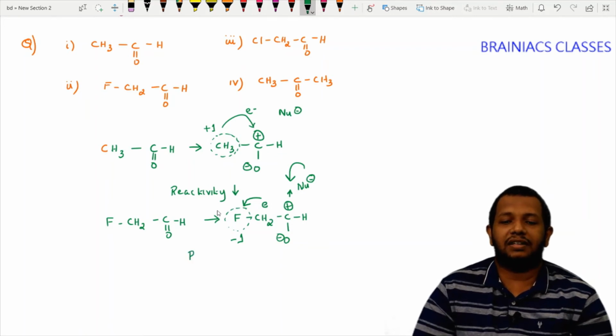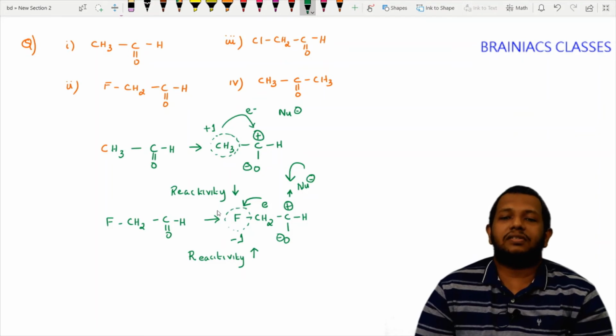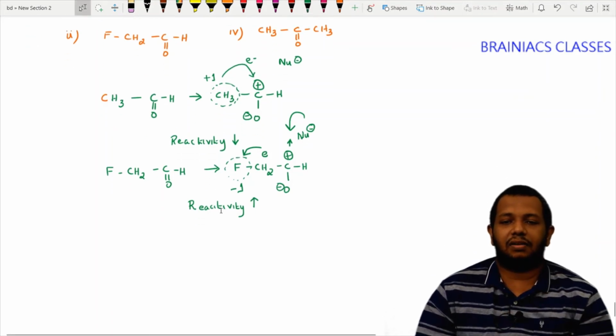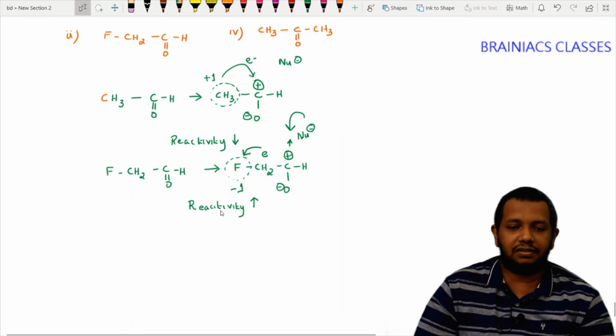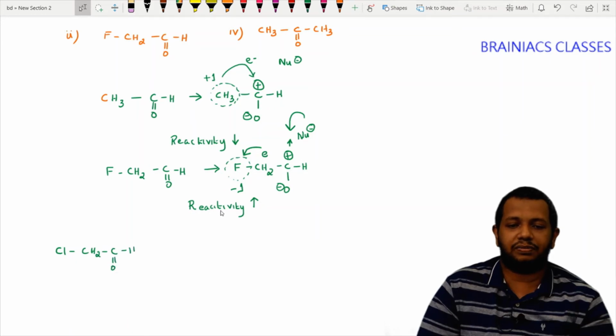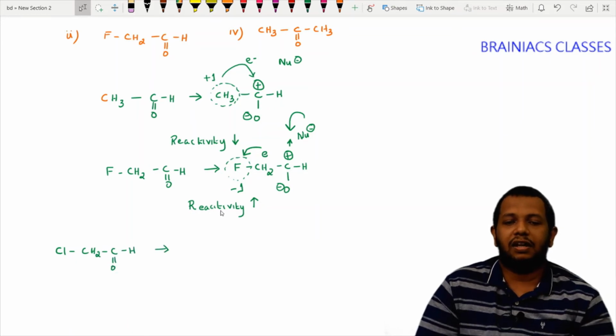So I can say the reactivity, what happens to the reactivity? Increases. Correct? Now let's take the third one and analyze, where the chlorine is present. So chlorine, CH2, C double bond O H. If you see here, also I am polarizing Cl, CH2, C, O minus, and hydrogen is present. So here with positive charge.